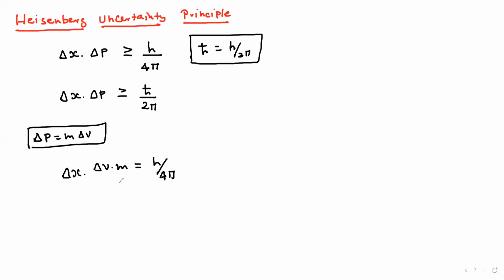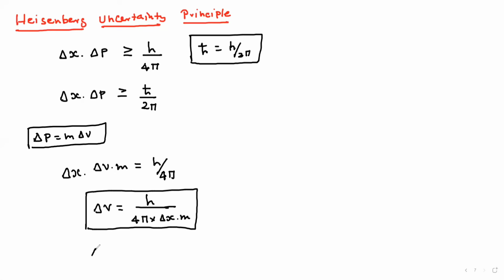In the exam, they ask for either the velocity or the position. For velocity, delta v is equal to h by 4 pi times delta x times mass. Or they will also ask for position. Therefore, delta x is equal to h by 4 pi times delta v times m. These are two important formulas to find the uncertainty of position as well as the uncertainty of velocity.